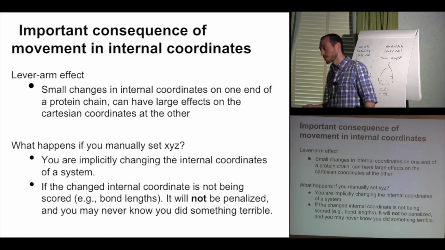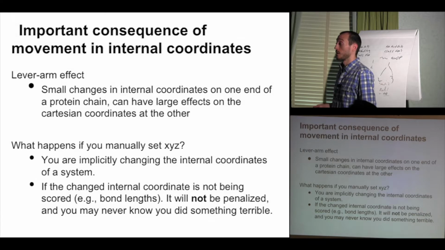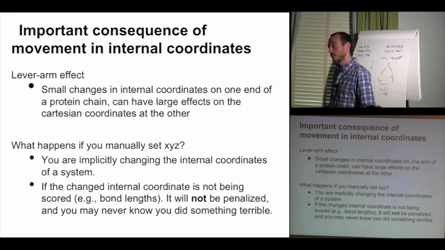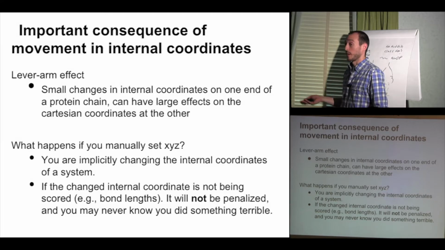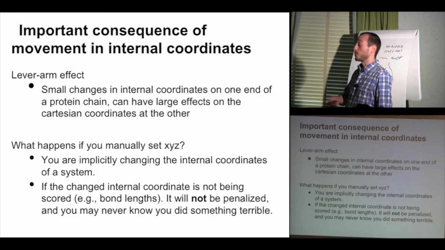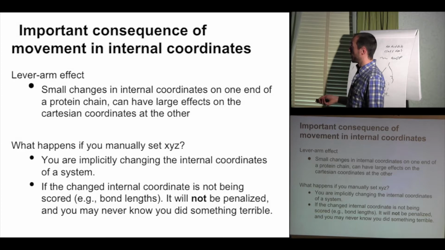I'm specifically talking about Rosetta, and I should have mentioned that, because you have a score function in Rosetta. What I'm trying to warn you is that if you make changes to either internal coordinates that are not scored, or Cartesian coordinates that change internal coordinates that are not scored, then you may not know that. It won't necessarily score poorly.